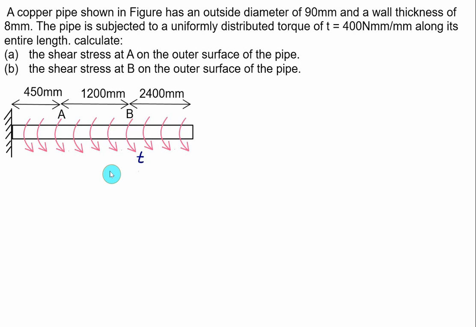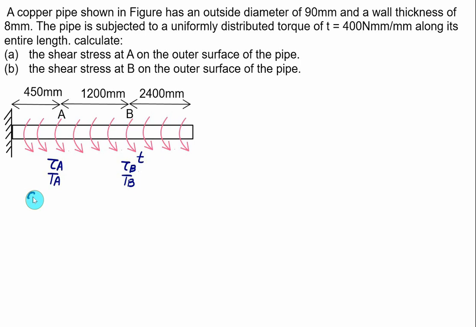So you have to calculate here the value of tau A. To calculate the value of tau A, we require the total torque at A, that is equal to TA, as well as we have to calculate the value of tau B. For that, we require the value of TB. The values of TA and TB we can calculate by the method of integration. This one is a uniformly distributed torque T equal to 400 Newton mm per mm.